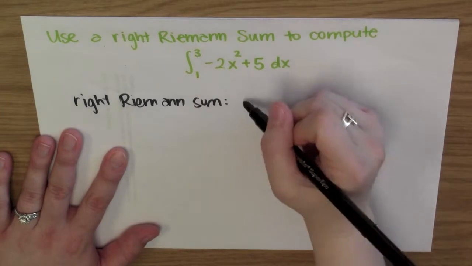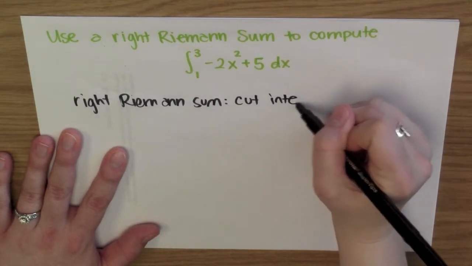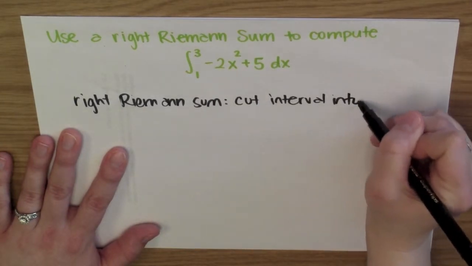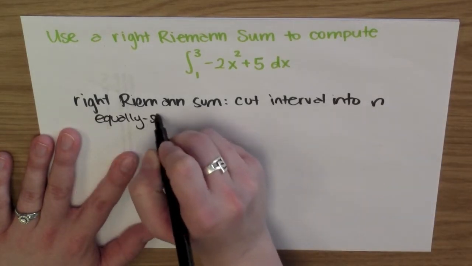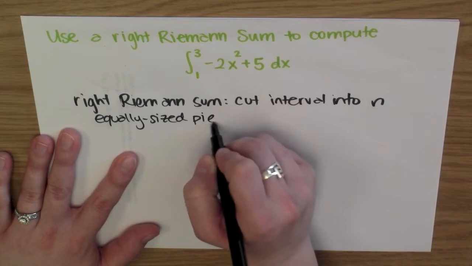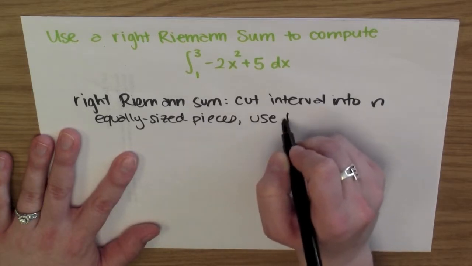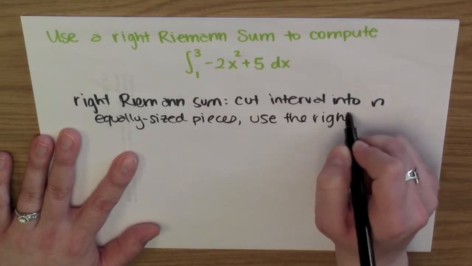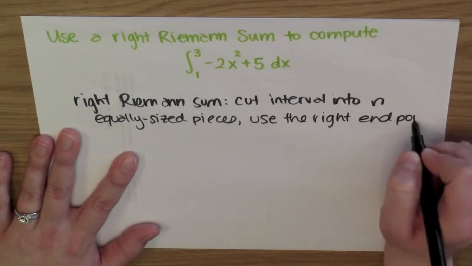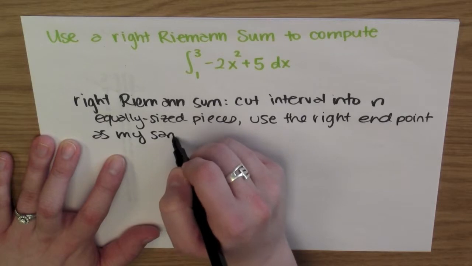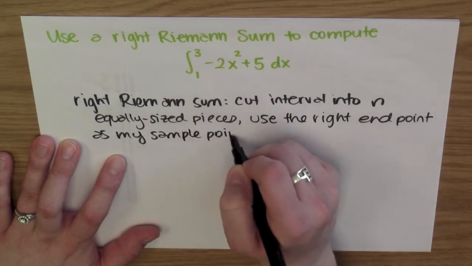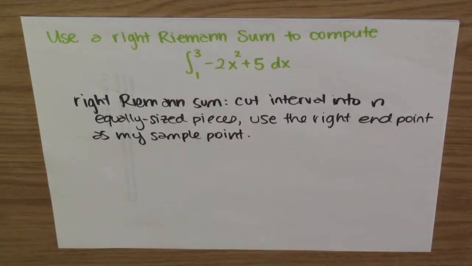And so what I want to do is cut my interval into n equally sized pieces, and I want to use the right-hand endpoint as my sample point. This is what taking a right Riemann sum means.